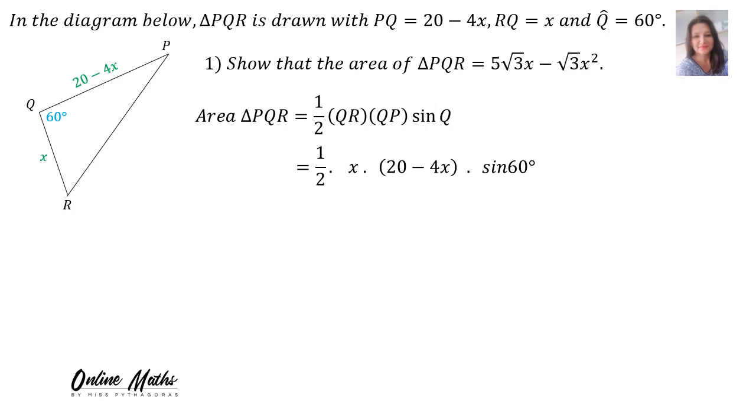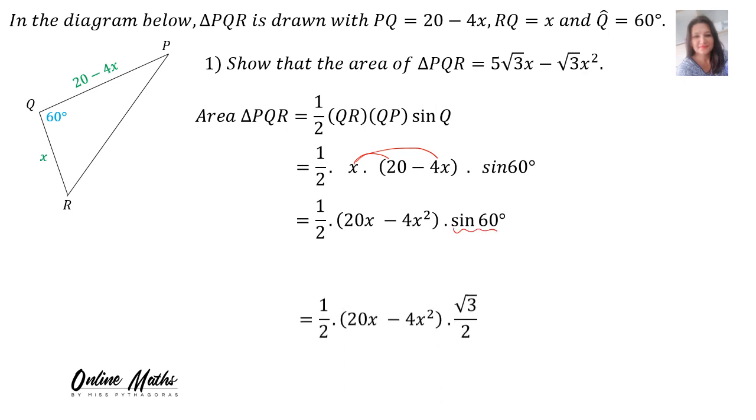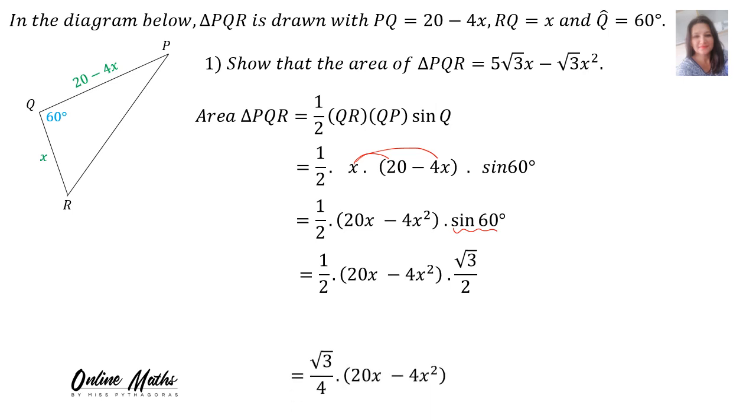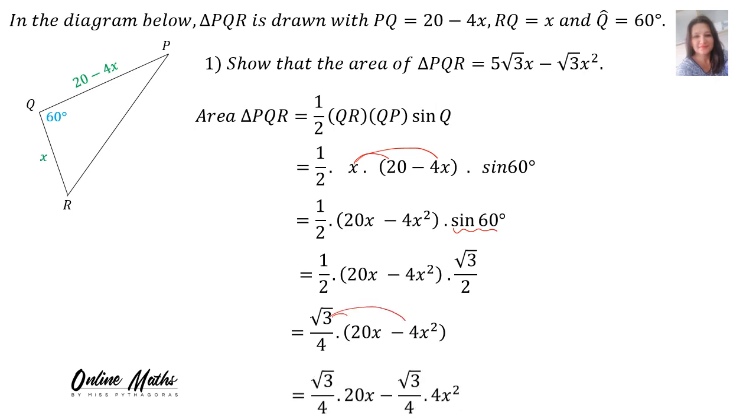Then in the next step, now I'm going to multiply in the x. I will wait with the half and it becomes 20x minus 4x squared. Then sin 60 is root 3 over 2. And don't turn that into decimals since there's roots inside the question there. Show that the area of the triangle is equal to 5 root 3. Now, in the next step, I will multiply half with root 3 over 2 and it becomes root 3 over 4. And now, in the next step, I'm going to multiply in the root 3 over 4.